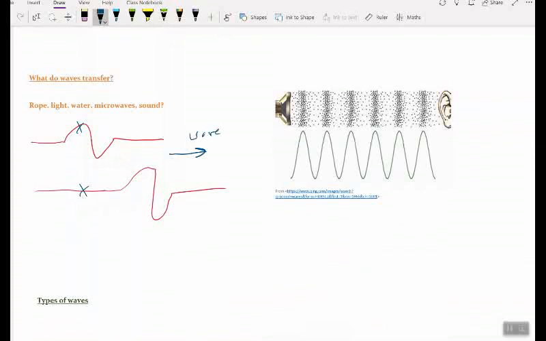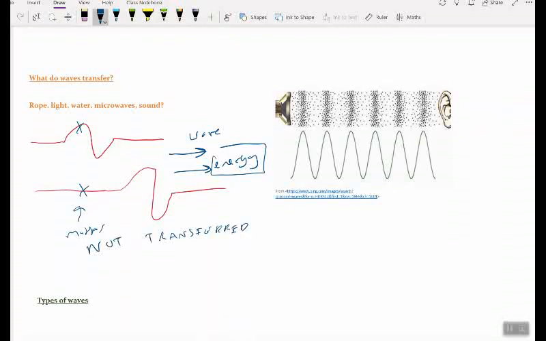The wave has transferred, and you've also transferred energy over here, haven't you? Because you're moving energy over here. But what's stuck over here? The ribbon's stuck. So the matter is stuck. The matter is not transferred. So what do waves transfer? They transfer energy, but they do not transfer matter. And that is the same for all types of waves.